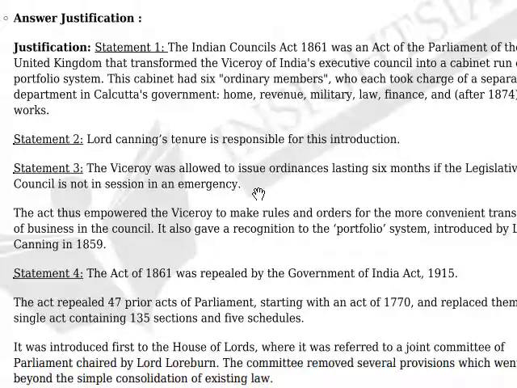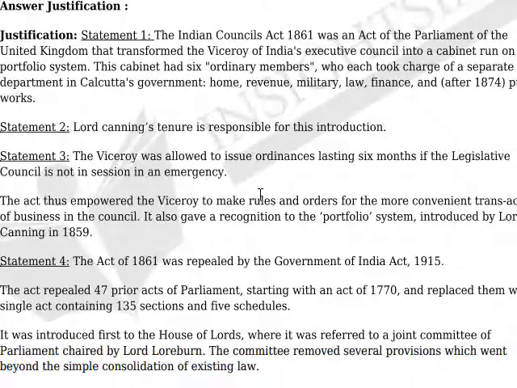Okay, first statement on the Council. The Indian Councils Act of 1861 was an Act of the Parliament of the UK, and that transformed the Viceroy of India's Executive Council into a cabinet run on the portfolio system. This cabinet had six ordinary members, each of whom took charge of a separate department in Calcutta's government: home, revenue, military, law, finance, and after 1874 public works.